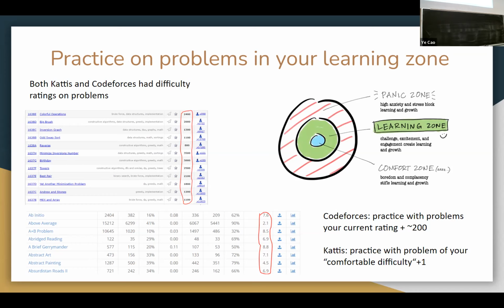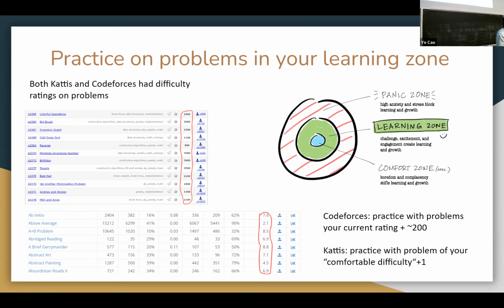But it's still approachable, so that you can understand what you're doing. And the third type of zone is the panic zone. You have absolutely no idea what this problem is about. It's just too hard, right? So definitely practice in your learning zone.